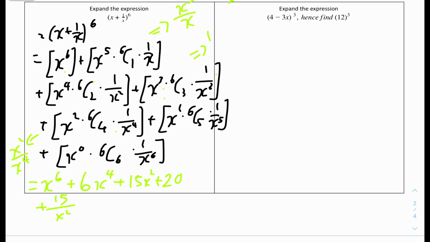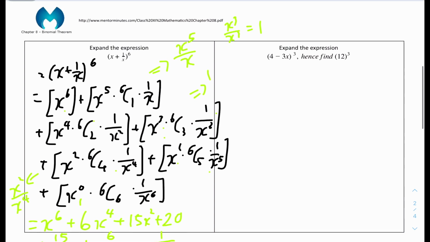And then we have 6c5, which is equal to 6. And as we know, it will be a fraction, so divide by x to the power of 1 times 1 over x to the power of 5, which is just x to the power of 4 in the bottom. So 6 over x to the power of 4. And then lastly, in the last term, x to the power of 0 is just 1, right? So it will result in x to the power of 6 in the bottom. And 6c6 is just 1, so it's just 1 over x to the power of 6. And that's the answer.